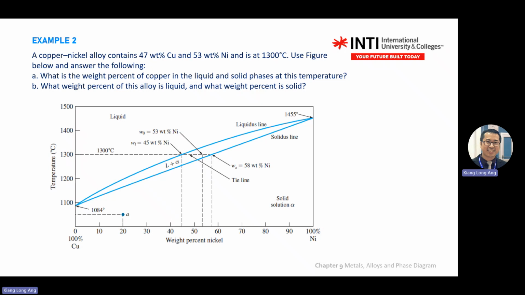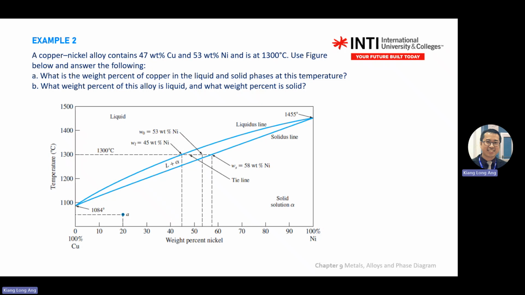To test whether you understand or not. Okay. So what is the weight percentage of copper in liquid and solid state at this temperature? Same. You draw a line from 1300 degrees C, because the question asks you to focus.